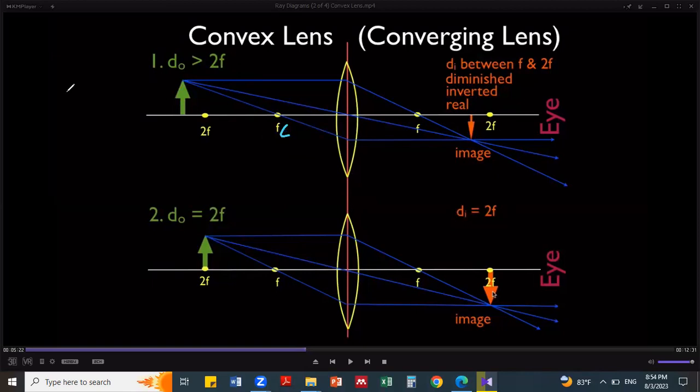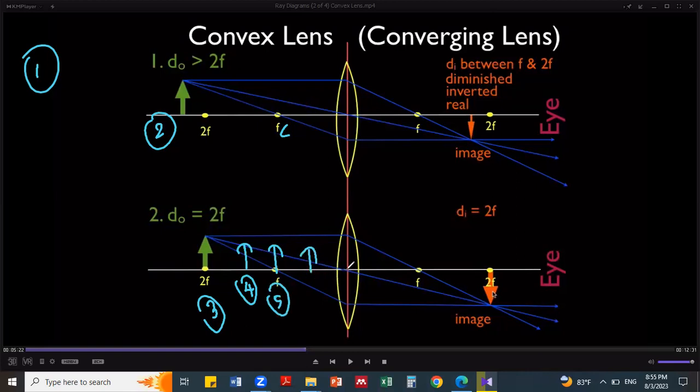Now gradually, from where did we start? We started from infinity. Then beyond 2f. What is the next position? At 2f. What is the third one? When you come to the next ray diagram, you keep the object between f and 2f. Next one, we keep the object at f. And later, you keep the object between O and f. So that's how you get 6 ray diagrams. Then you get 6 different positions of the image. That's why you are getting 6 ray diagrams for the convex lens, students.